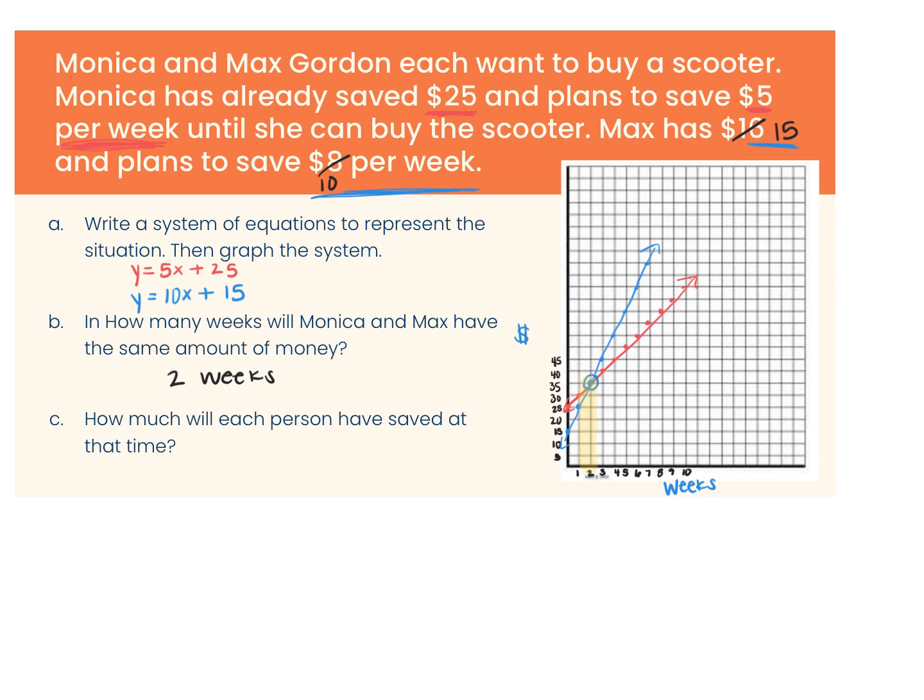Okay, and then part C says, how much will each person have saved at that time? Well, now we're going to use our other axis, and we're just going to go straight across. So now I'm going to go across this way, and it looks like that one's reaching $35. So how much will they have when they have the same amount? They're going to have $35 after 2 weeks.